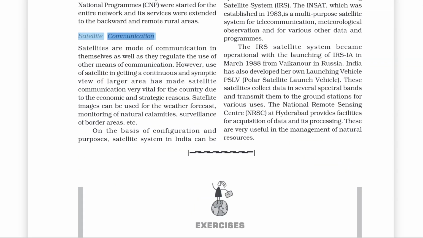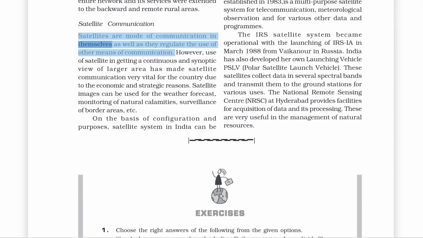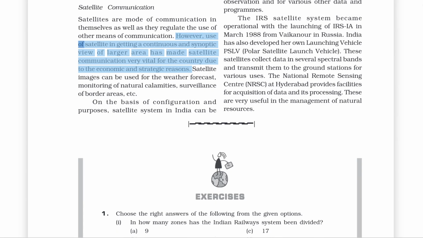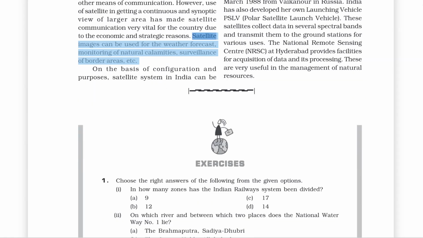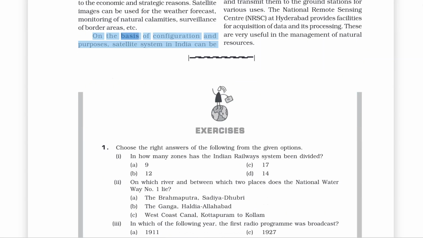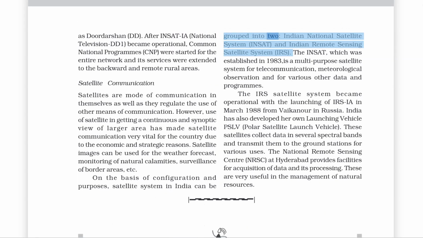Satellite communication. Satellites are a mode of communication in themselves as well as they regulate the use of other means of communication. However, use of satellite in getting a continuous and synoptic view of larger area has made satellite communication very vital for the country due to the economic and strategic reasons. Satellite images can be used for the weather forecast, monitoring of natural calamities, surveillance of border areas, etc. On the basis of configuration and purposes, satellite system in India can be grouped into two: Indian National Satellite System, INSAT, and Indian Remote Sensing Satellite System, IRS.